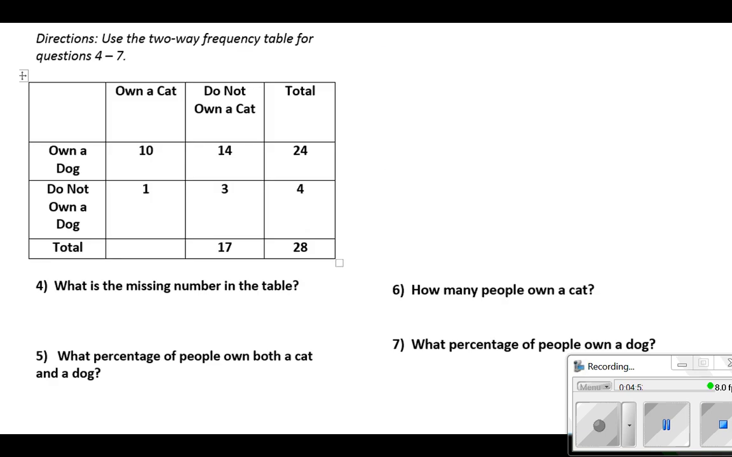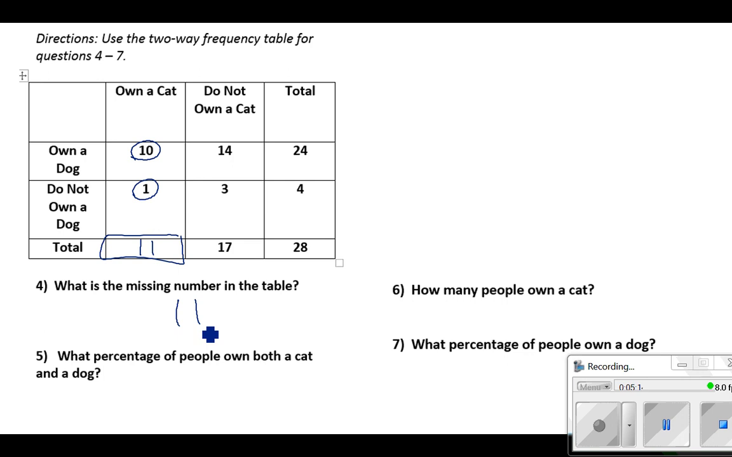Questions 4 through 7, you're using the two-way frequency table. What is the missing number in the table? That would be this box right here, and that is a total box, so I'm going to add 10 plus 1, which is going to be 11. So I will put 11 for question 4.